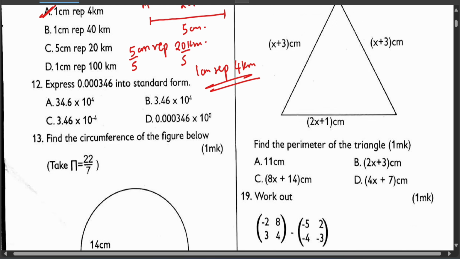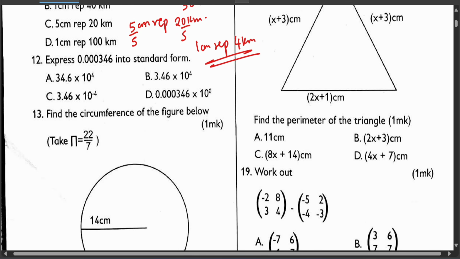Question 12. Express 0.0000346 into standard form, which is also easy. So 0.0000346 utaanza kuandika 3.46 times 10. Lakini sasa anything that is below 1 usually power yake ni negative. Jua tu hii number ni below 1. Sasa uangalia kwa 3.46.